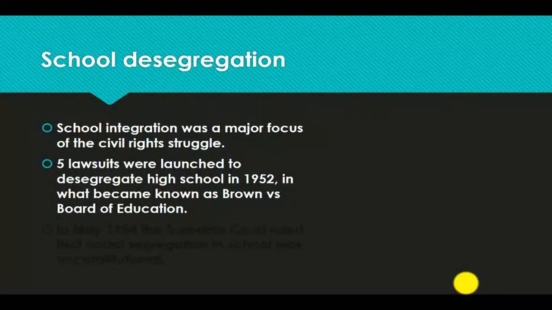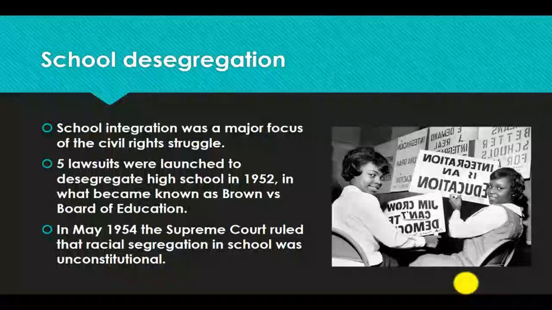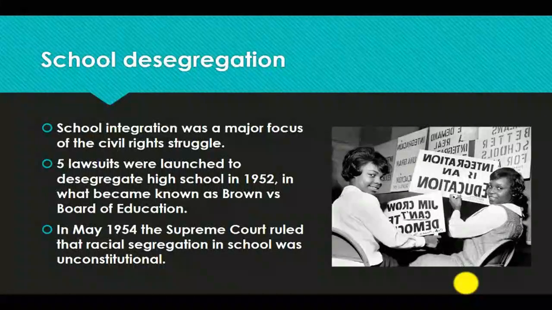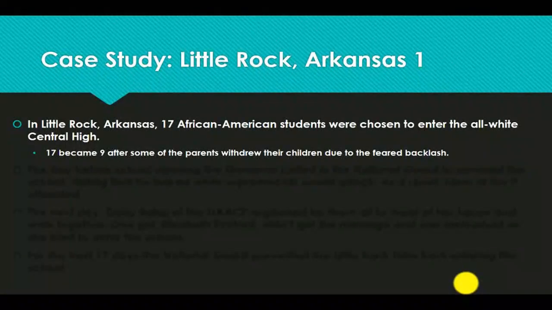There were 5 lawsuits that were launched to desegregate high schools in 1952 in what became known as Brown versus Board of Education. And in May 1954, the Supreme Court ruled that racial segregation in schools was unconstitutional. Okay, so the case study that is in your textbooks is labeled the Little Rock, Arkansas. In Little Rock, Arkansas, 17 African American students were chosen to enter the all-white Central High in an attempt to promote desegregation.